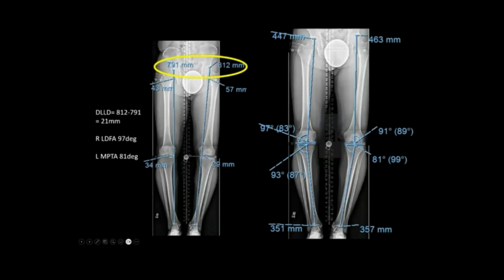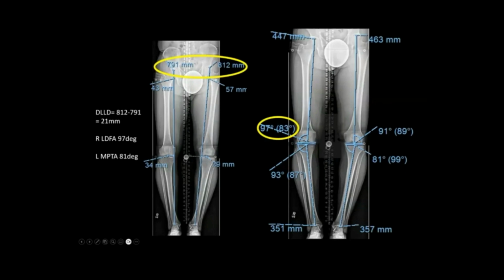So look at his LDFA. It's 97, right? Normal is 85 to 90. So he's got a varus of his femur on this side. And look at his MPTA, it's 87. So it's actually not a tibia deformity on the right. On the left, it is a tibia deformity.